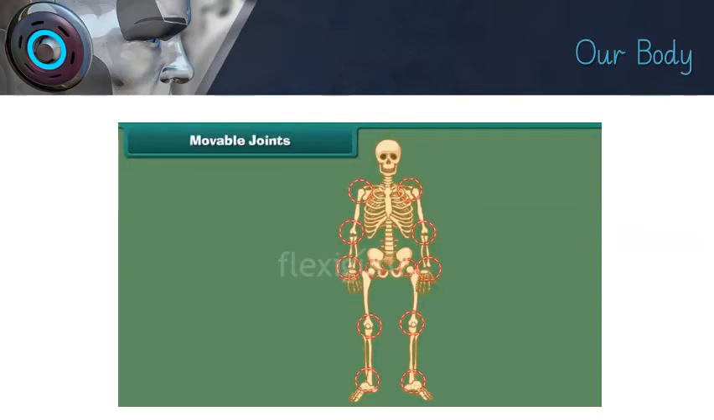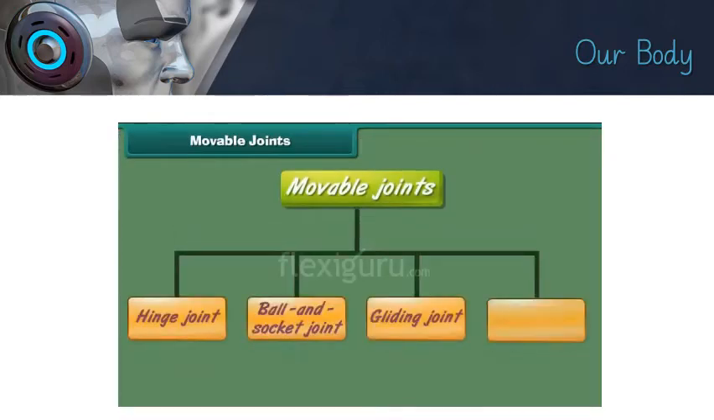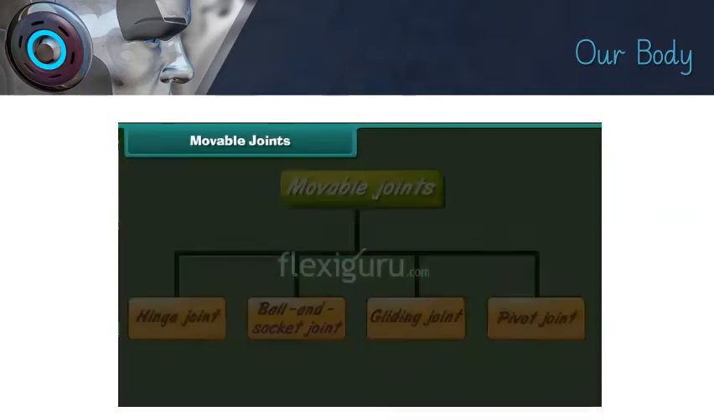Coming towards the interesting part of the lesson, video. Yes, watch this video carefully regarding joints and note down all the main points. Most movable joints allow free movement of the body parts, whereas in some joints, only a little movement is possible. Movable joints are grouped into 4 types on the basis of movement. Come, let us discuss each type in detail.